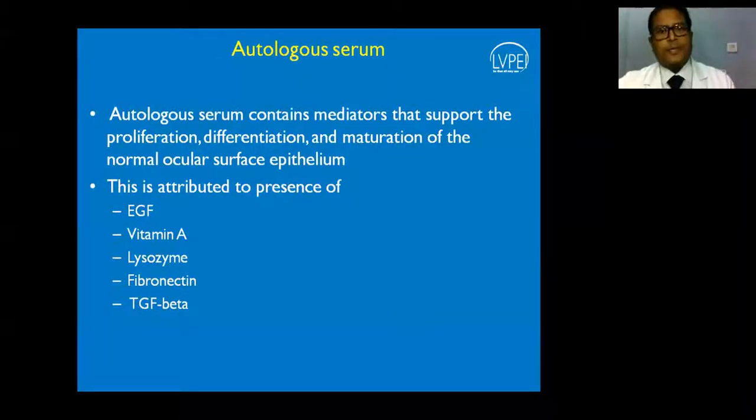Autologous serum is another alternative which contains mediators that support the proliferation, differentiation and maturation of the normal ocular surface epithelium. This is attributed to epidermal growth factor, vitamin A, lysozyme, fibronectin and TGF-beta.